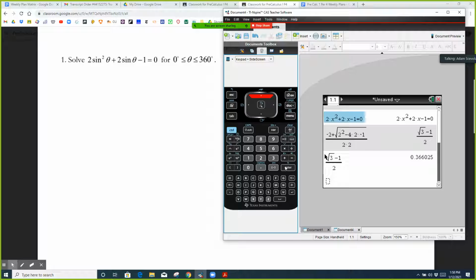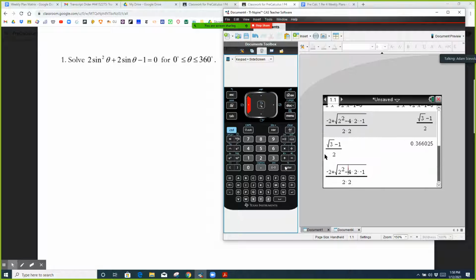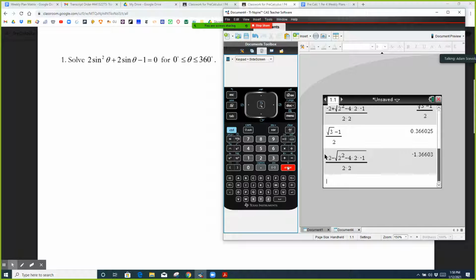The other solution would be this, but instead of the opposite of b plus the square root of b squared minus 4ac all over 2a, we want to do the opposite of b minus the square root of b squared minus 4ac all over 2a. And that comes out to be negative 1.366.